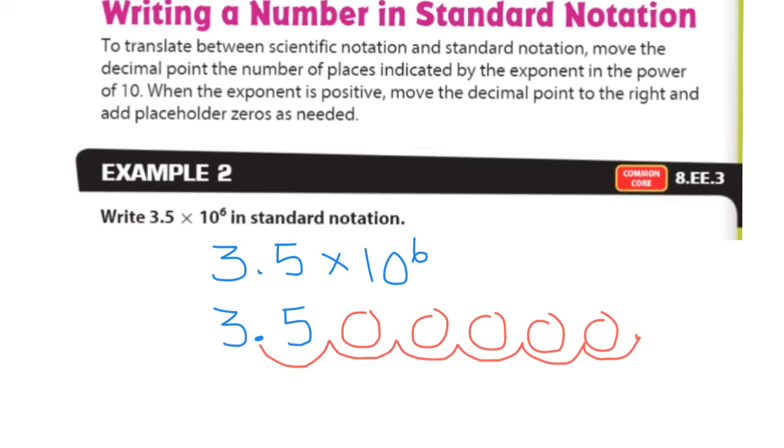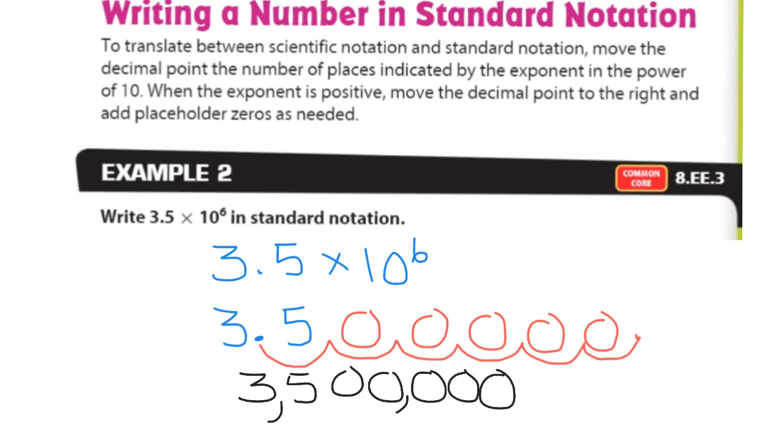So this part is showing my work. This is my work to get the answer. I need to write the answer so it looks normal. So it'll be 3, 5, then 1, 2, 3, 4, 5 zeros. So that would be 3,500,000. And this is the number in standard notation.